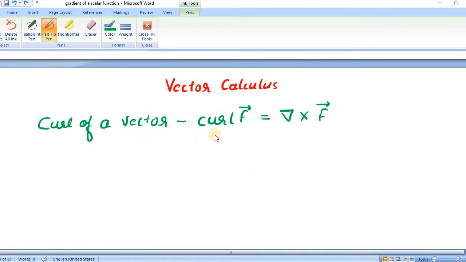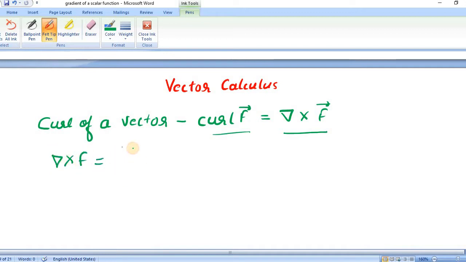So curl of a vector is defined by curl of f, which is a cross product. We have already seen what is the del operator. This is the differential operator of calculus. So curl is defined by del cross f, where f is the vector. Okay, so let us see how we can define del cross f.